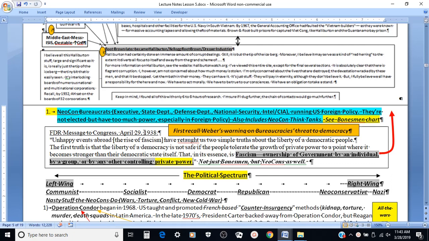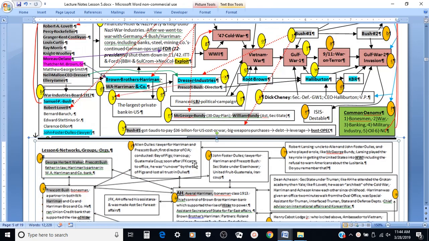And to begin, I want to read a message from FDR. He said before Congress in 1938, "Unhappy events abroad, the rise of fascism, have taught us two simple truths about the liberty of a democratic people. The first truth is that the liberty of a democracy is not safe if the people tolerate growth of private power to the point where it becomes stronger than their democratic state itself. That, in essence, is fascism, ownership of the government by an individual, by a group, or by any other controlling private power." Right? So, does that apply to the Bonesmen? Right? Private group getting way too much power, one small group.